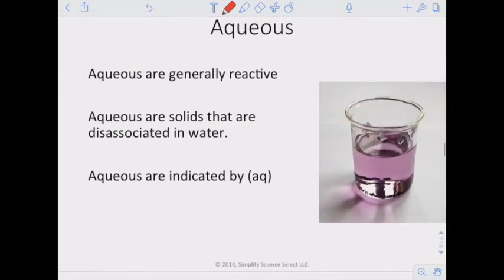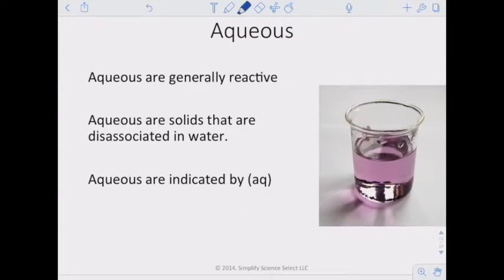Now, something that is aqueous. We can represent something that is aqueous. They're generally reactive. Aqueous means that there are solids that are dissolved in water. Anything that is dissolved in water is considered aqueous. The symbol for it is AQ in parentheses. So if we put salt into water, we have aqueous salt. It's salt water, and that's what aqueous means.